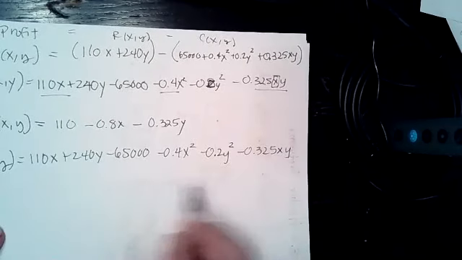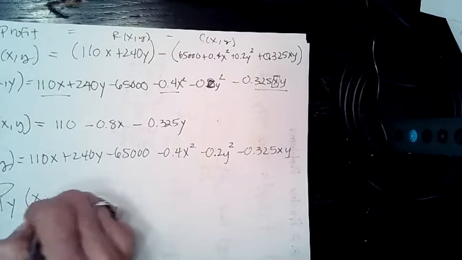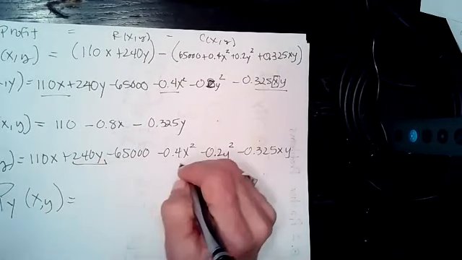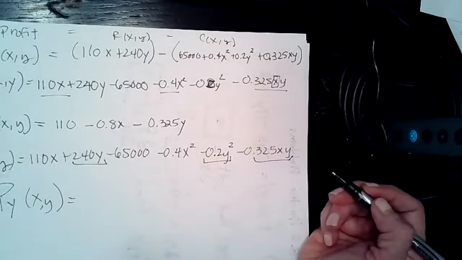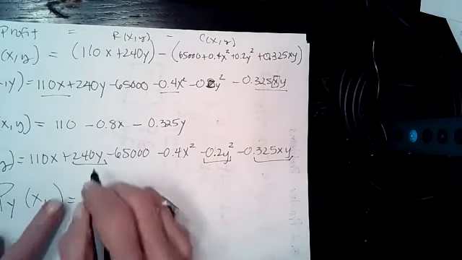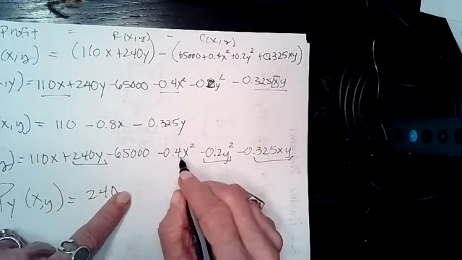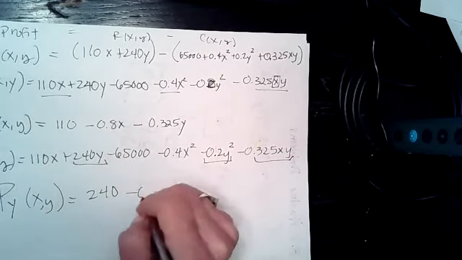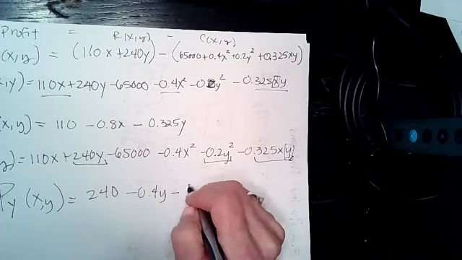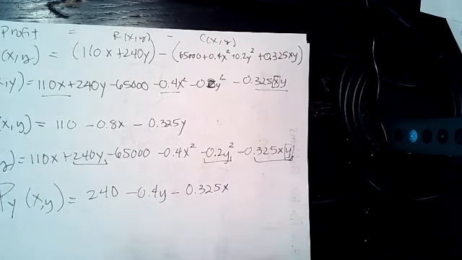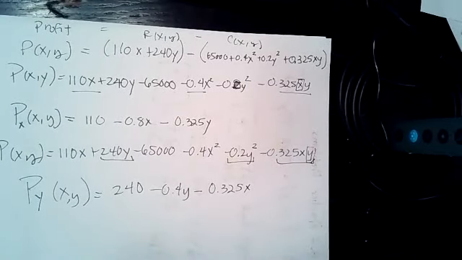That's what I got after I subtracted everything. So the marginal profit with respect to y, I'm going to go mark up my y terms. Okay. All right, so the derivative of the x term is 0, so it's 240. The derivative of an x term and of a constant term is 0, minus 0.4y, minus, and the derivative of the y term is just the constant in front of it, 0.325x. Okay, so that is the word type problem.